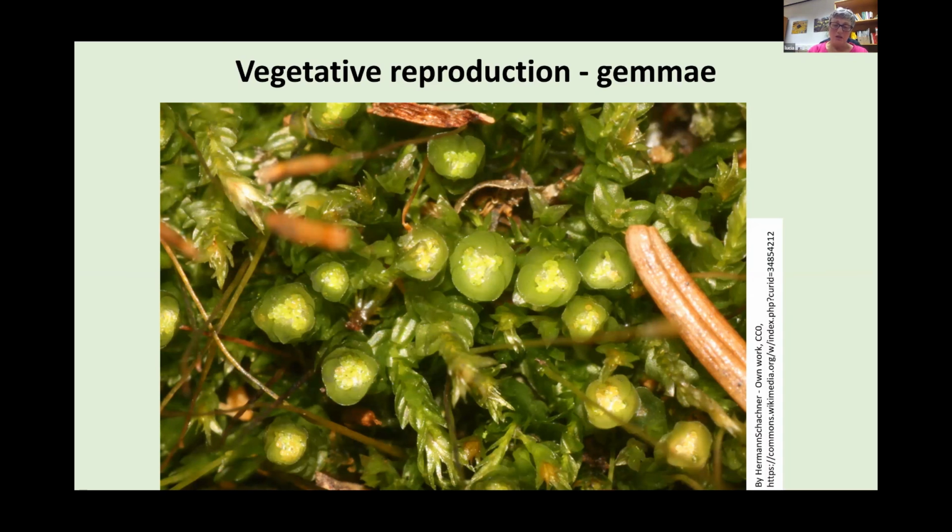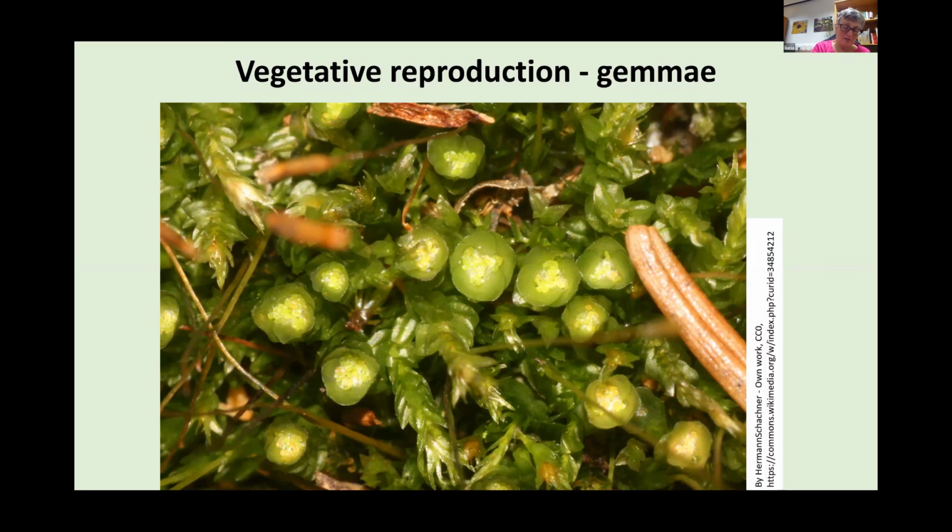Mosses do it too. So this is an acrocarpous moss called Tetraphis pellucida, and it makes these lovely modified leaves that form a cup with the gemmae inside. They look like proper discoid gemmae. One of the oddities about Tetraphis is that it produces the gemma cups, and reproduces vegetatively, but at the same time it just goes hell for leather and produces sporophytes as well.